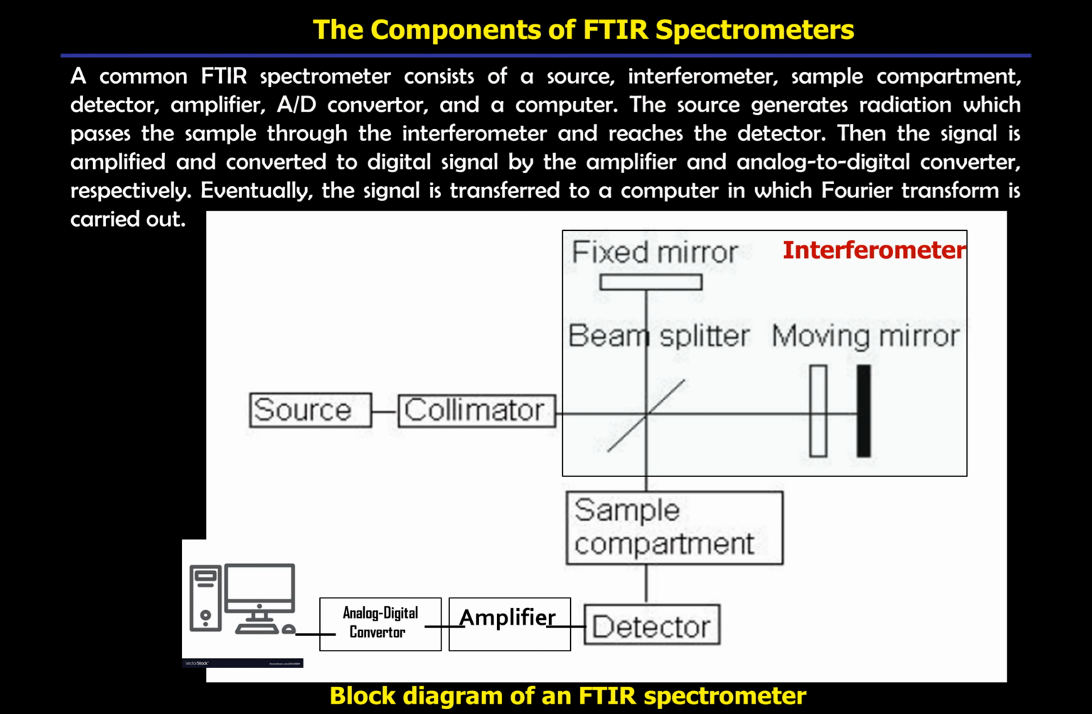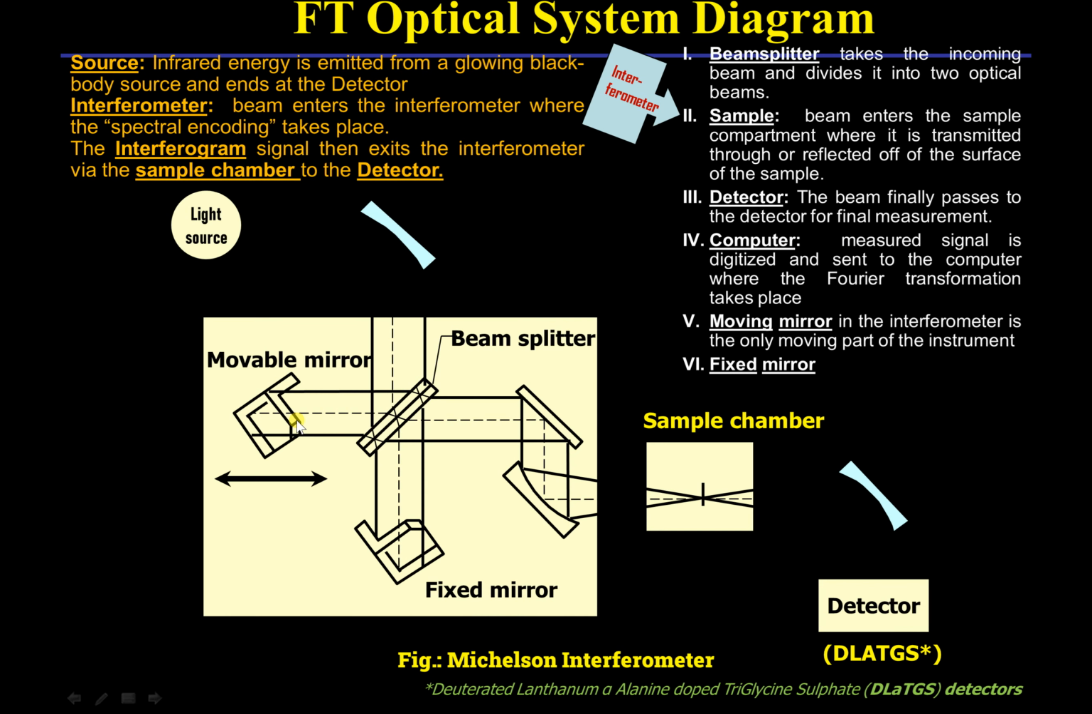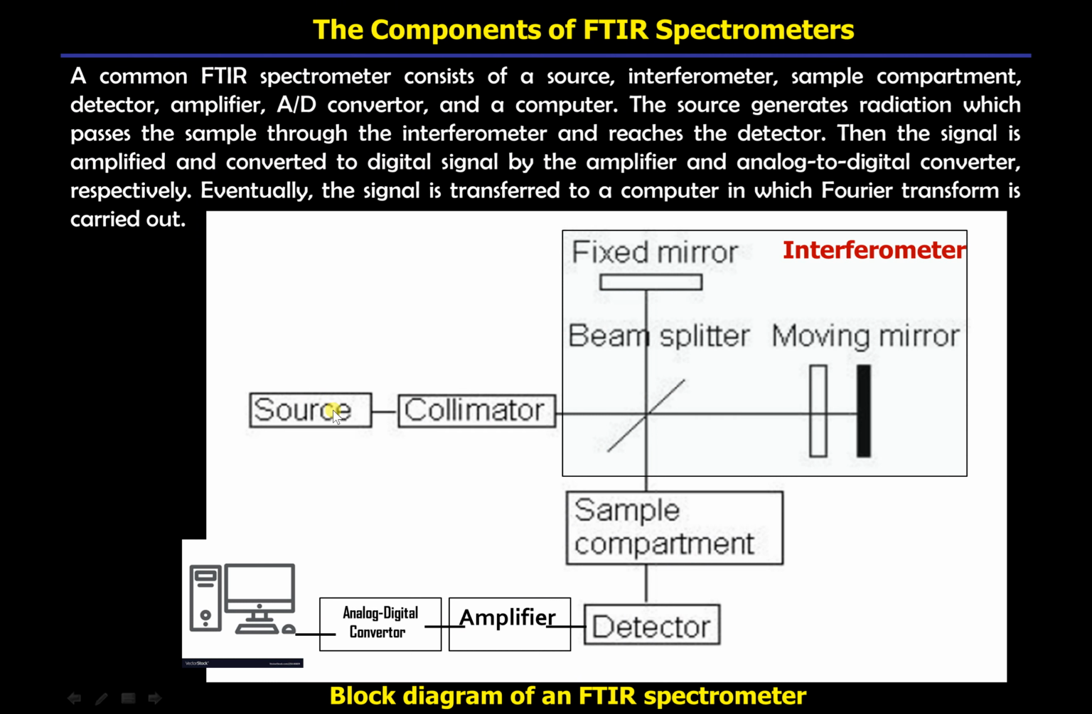Now let us see the components of an FTIR spectrophotometer. The common FTIR spectrophotometer consists of a source, interferometer, and sample compartment. So the source, and then this is a collimator, then this is an interferometer, then this is a sample compartment, and a detector, and then there's an amplifier, and then an analog to digital converter, AD converter, and finally a computer which gives you the graphical output in the form of a spectrum.